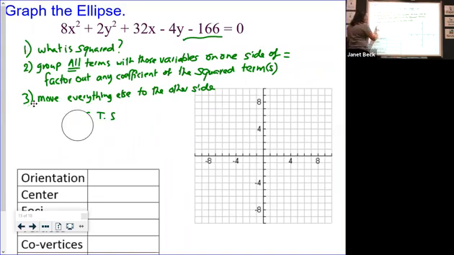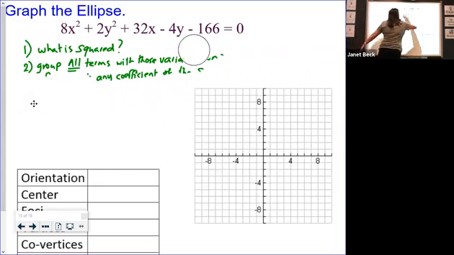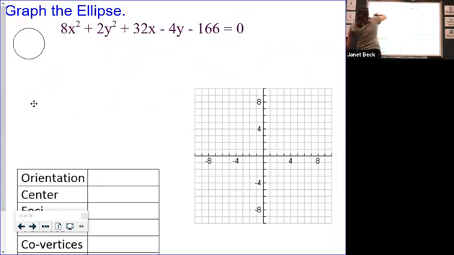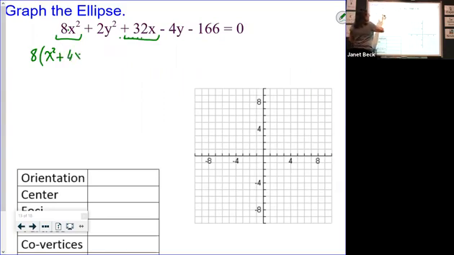I'm going to erase those out of the way of my work. So the first thing I'm doing is I looked along and x's are being squared. So I'm going to group that term with this term, and I'm going to factor out that 8 as I do it. So I'll have 8 times x squared plus, if I factor out 8, 8 goes into 32 4 times. Now let's set it up to be ready to complete that square. I'll come back to it in a minute.